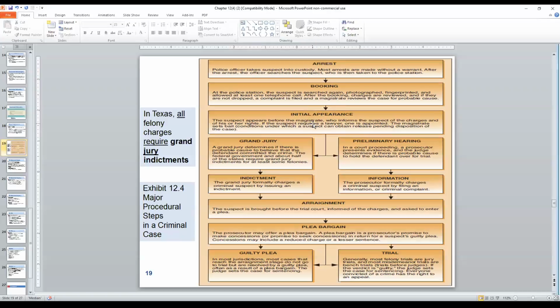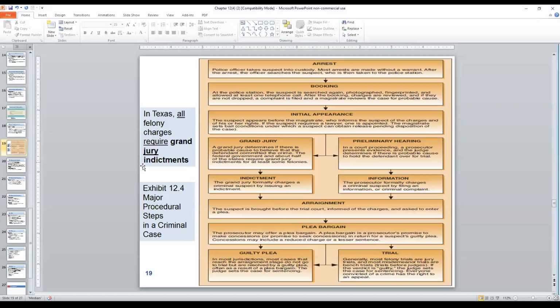Now we have some bifurcation here. There's two paths that a case can follow at this point. If it's going to be a felony, we're going to go over here to the grand jury and indictment portion. If it's a misdemeanor, we're going to go to this preliminary hearing information process. We happen to have the same process in Texas as we have in the federal system. Some states are going to have fewer times where they go to the grand jury.